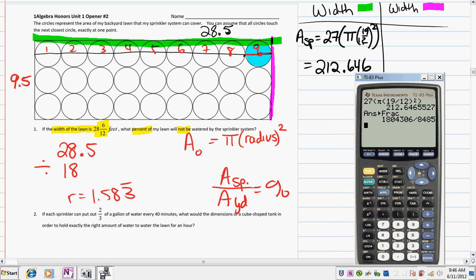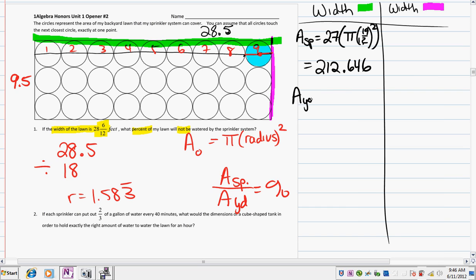Some gnarly fraction. Alright, so I'll keep that on screen. I can always go back to it. The area of the yard is just 9.5 times 28.5. Again, area, we multiply the dimensions because we're trying to find the coverage, not the fencing. And so doing that, I'll just quickly do that. 9.5 times 28.5, 270.75.